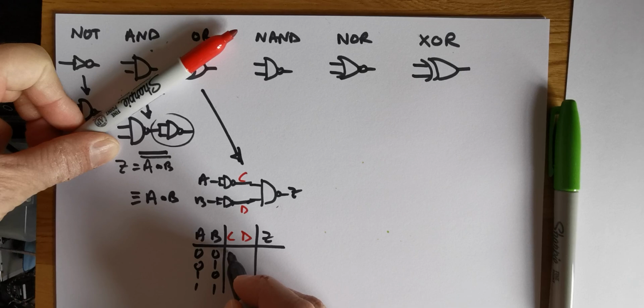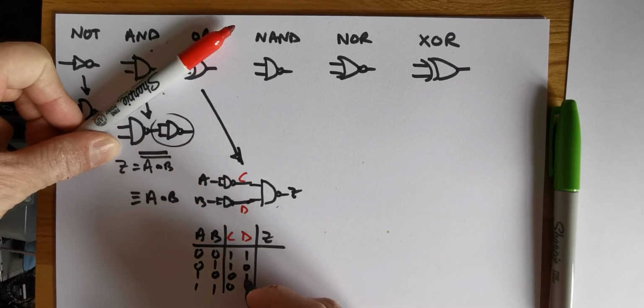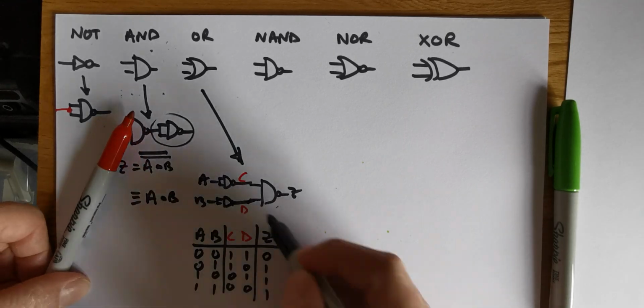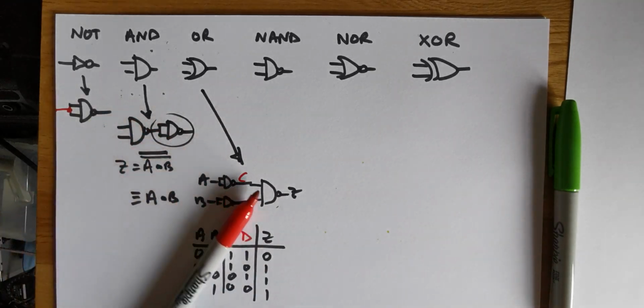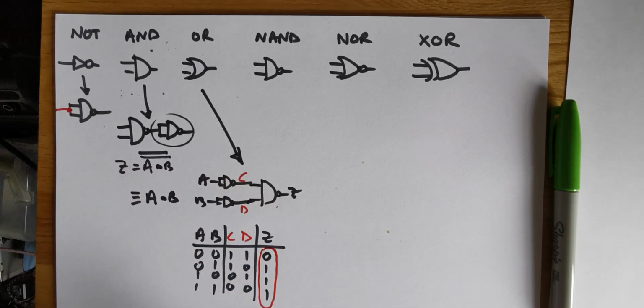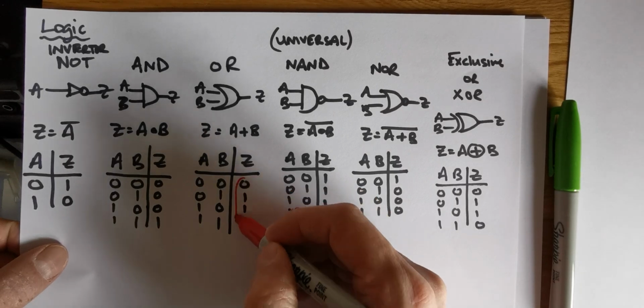C is not A, D is not B, and Z is the NAND of them. If I put that into an AND gate, I would get on, so I get off. If I put that into an AND gate, I would get off, so I get on, off, on, off, on. So the truth table for that system reads that, which is exactly the same as the truth table for an OR gate.